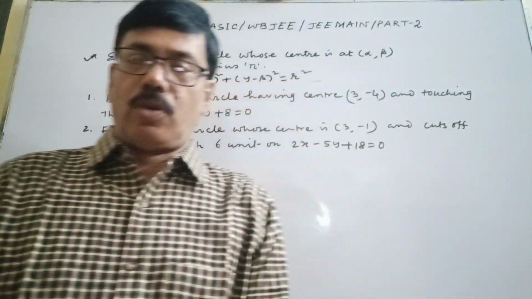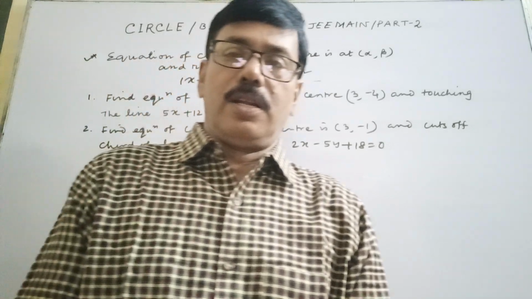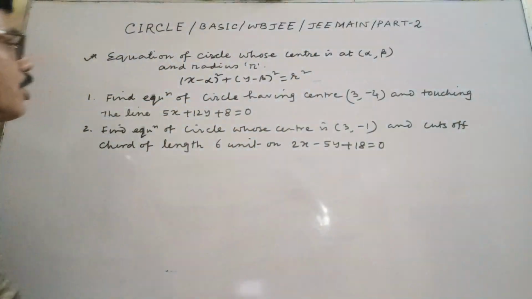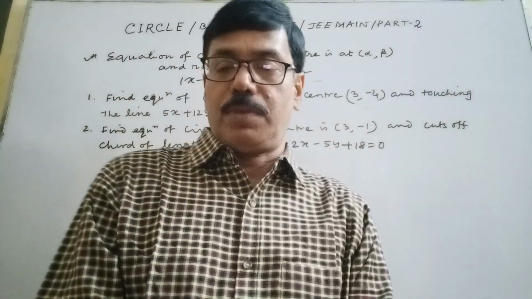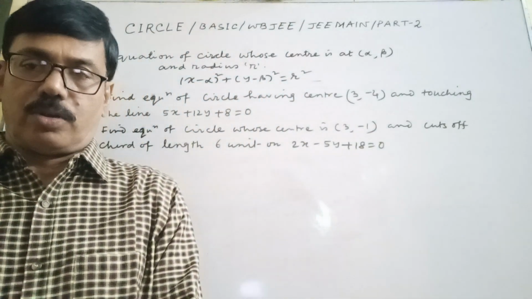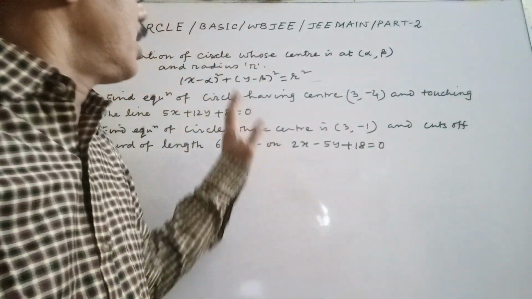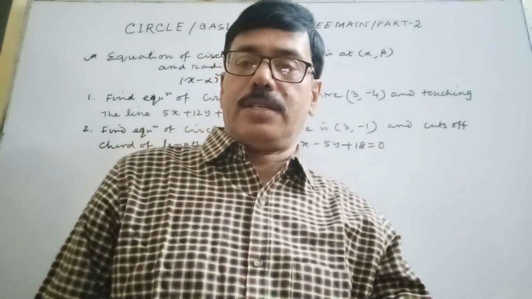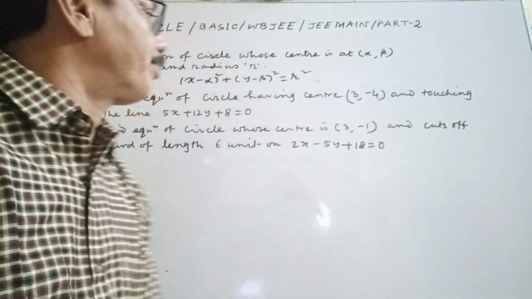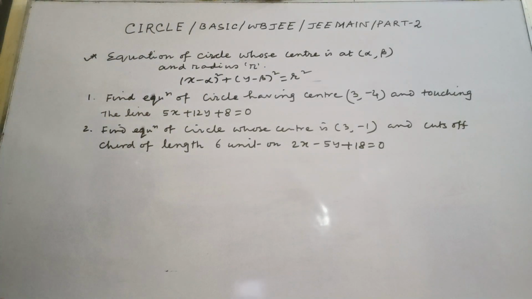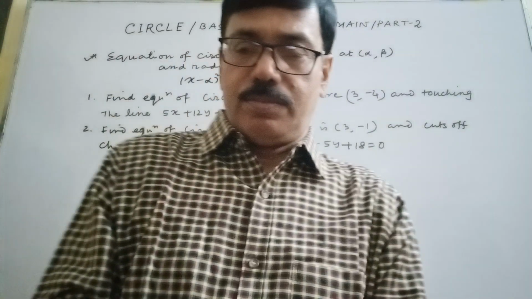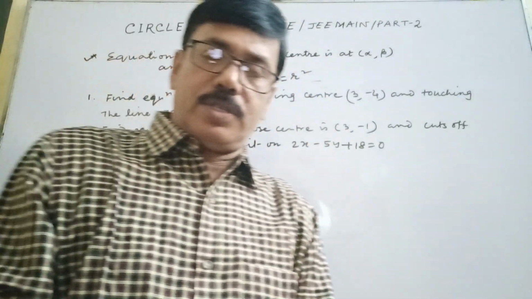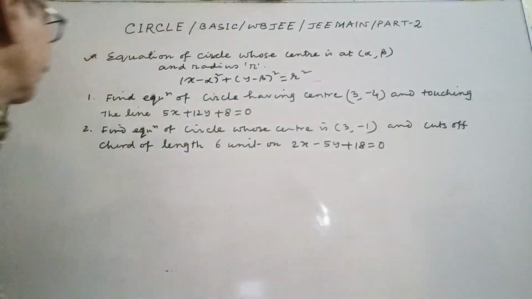Actually, we are solving problems of circle using this theory: (x minus alpha) whole square plus (y minus beta) whole square equals r square. Center is given and radius is given. So this is my second class, part 2. Today I will solve some problems using this theory.